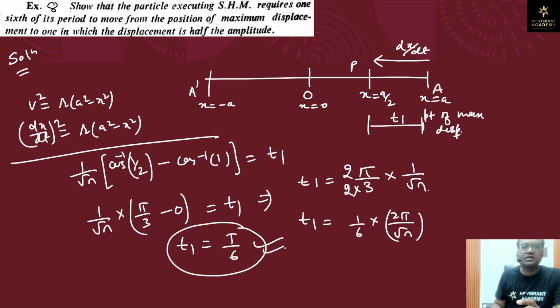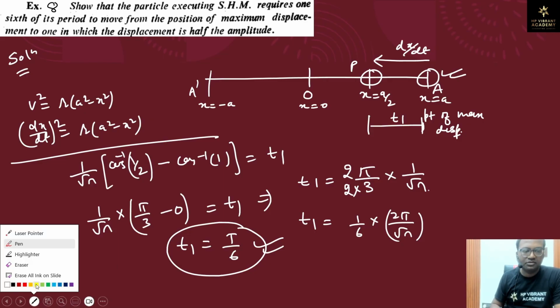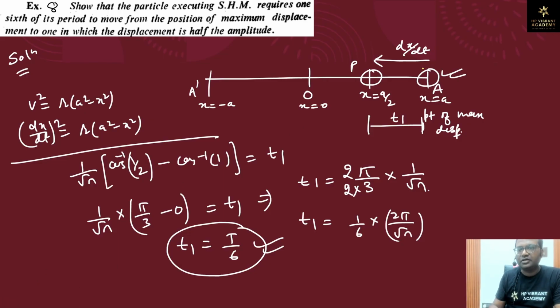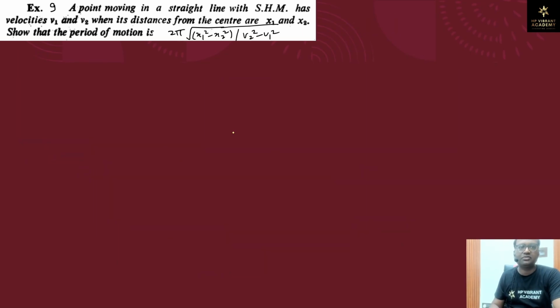Show that the particle executing SHM requires 1/6 of the period to move from the maximum displacement to half of the amplitude, where the period is capital T. So the total time taken to move from A to P, where this is the point of maximum displacement and this is the point of displacement that is half of the amplitude, is T1, and T1 is equal to T upon 6. This we have to show. Okay, so let us discuss question number 9.